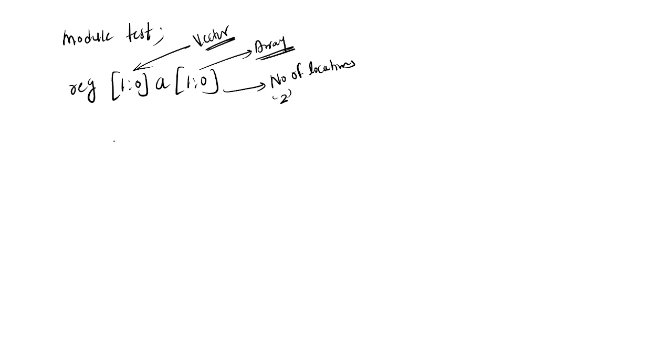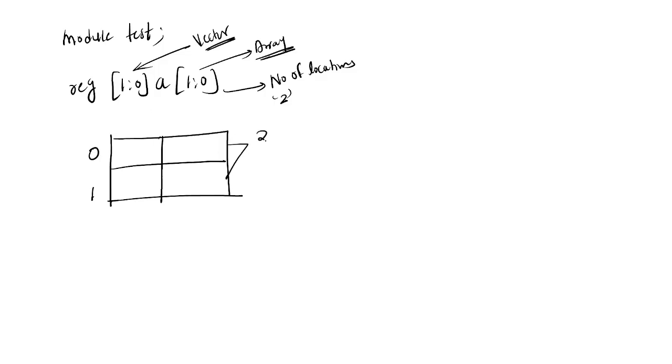So here two locations are there: index 0 and index 1. Each location has how many bits? 2 bits. Why? Because you declared the vector, no? So these are two locations, and in these two locations we can store two bits. Like this we can develop the memory also.